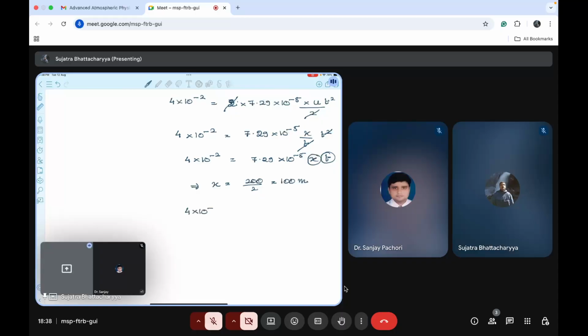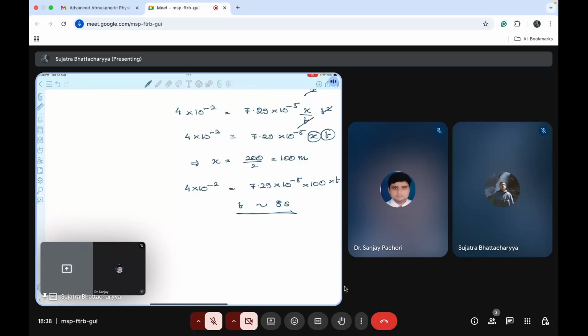So it is 4 into 10 to the power minus 2, 7.29 into 10 to the power minus 5, this is 100 and this is some t. When you calculate everything, t comes out about 8 seconds. Just check that when you are calculating. Finally we need u, which is nothing but x by t. So x is 100 for one ball, t is 8 seconds. This will give you 12.5 meters per second. This is the answer.